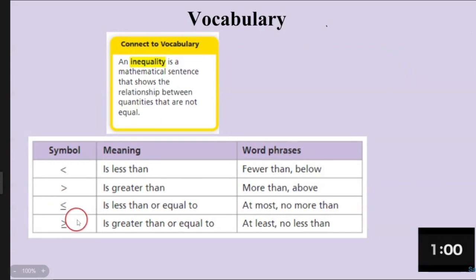And lastly, we have the greater than or equal to symbol. Keyword phrases to look for here are at least or no less than. All right.